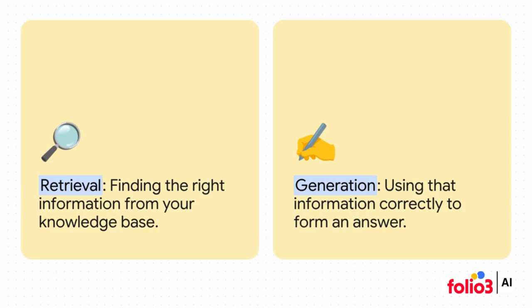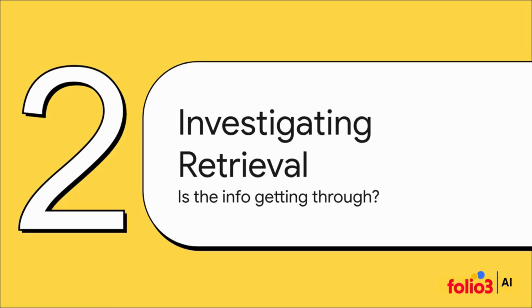So the first question we have to ask is, is the problem finding the info or is it using the info? Okay, so let's start with retrieval. Before you go and blame the fancy LLM for giving you a bad answer, you have to be 100% sure you gave it the right stuff to work with in the first place. Is the correct information even making it to the model?